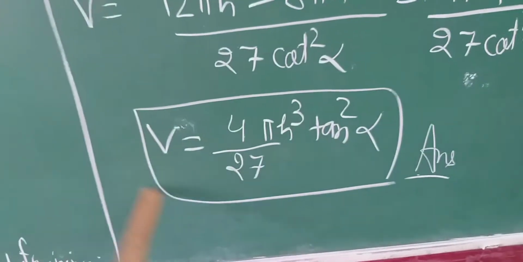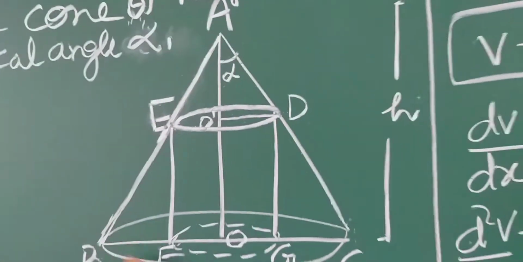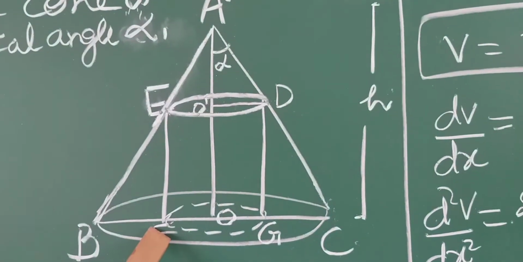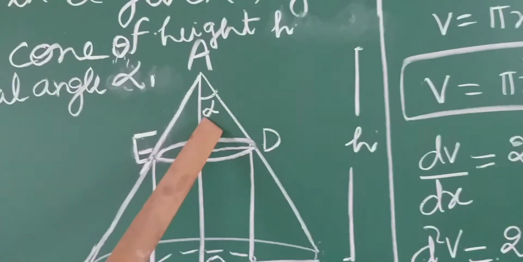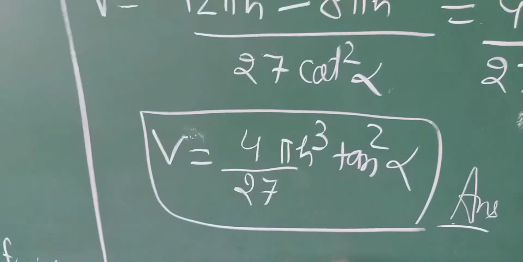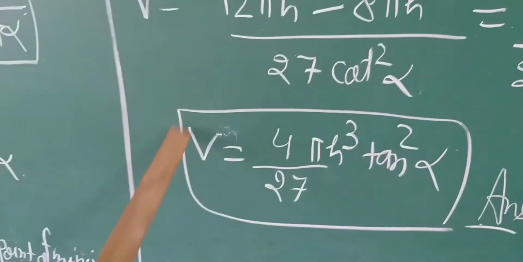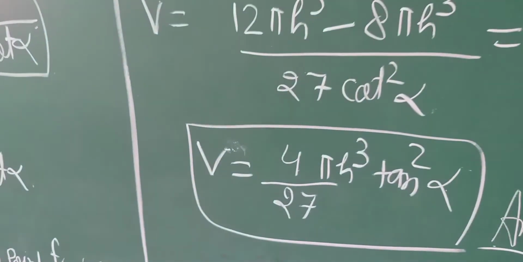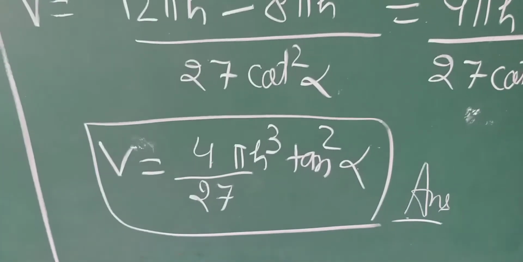This is the maximum volume of the cylinder which is inscribed in a cone. Okay, and student, we have used h and alpha both here because these are given to us. This is the maximum volume of cylinder inscribed in the cone. Okay student.